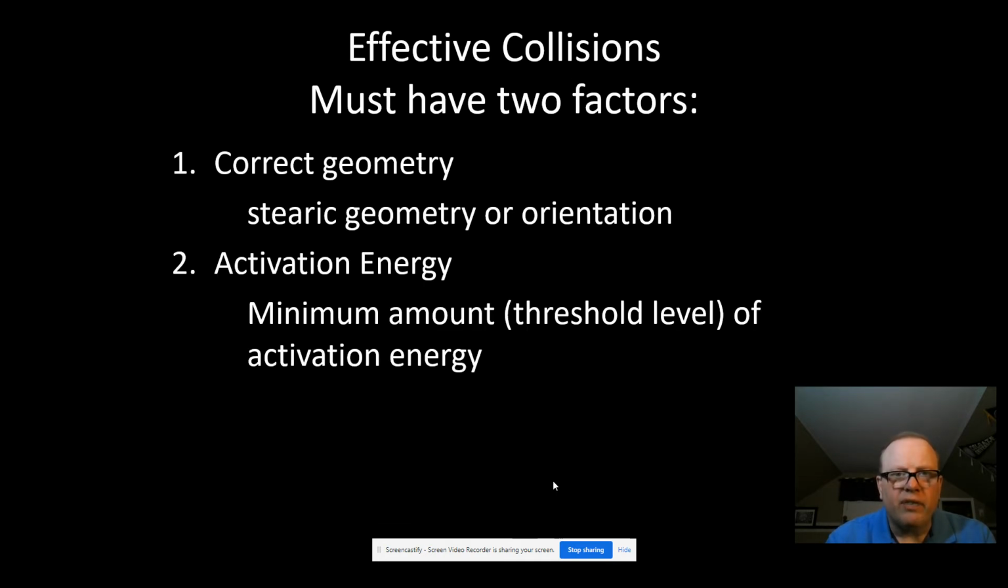Now on this slide, I've kind of put the two things together here. The must-haves for an effective collision. We've got to have the correct geometry, sometimes called steric geometry, but the correct geometry or the orientation of the molecule, and enough activation energy for the reaction to take place. This is a minimum amount or a threshold level of energy that's needed for the reaction to occur. Both of these things must be present in order for the reaction to happen.